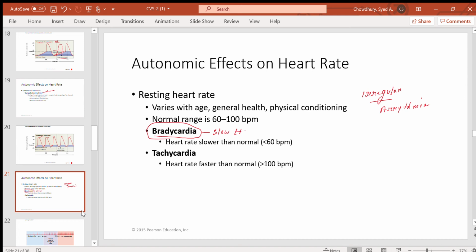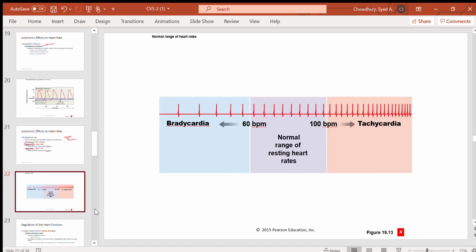Heart rate or heartbeat. Tachy means fast. So tachycardia, cardia heart, if the heart rate is fast, more than 100, it is called tachycardia. And less than 60 will be considered as bradycardia. Okay, and here you can see this is slow, bradycardia, the interval is long, right? And this is normal, and this is tachycardia, more heartbeats, interval is shorter.